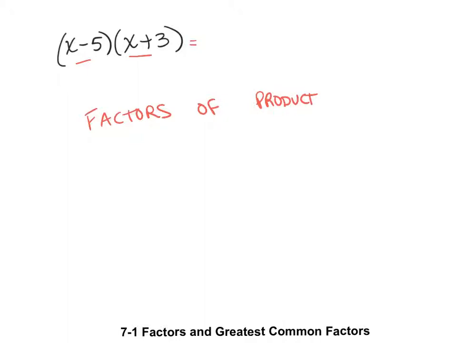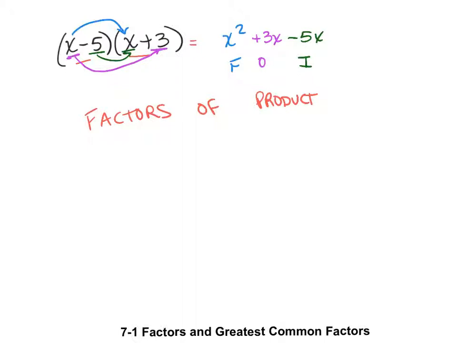So if you used FOIL, for example, you would multiply the first term times the first term, which basically you're distributing the first term to the first, and that gives you x squared. You would then multiply the outer terms, which are the two on the outside of both parentheses, and the outer terms multiply to give you positive 3x. Then you would multiply the inner terms of the two parentheses, which are negative 5 and x, and the inner terms multiply to give you negative 5x.